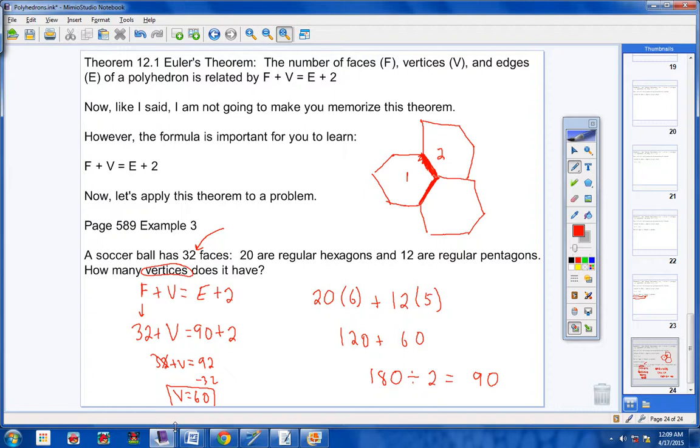V equals 60. Okay, so students, I can find the number of vertices by using this formula when I know the number of faces or edges, or you can find edges if you know faces, and vertices, you can find faces if you know vertices and edges. Okay, this formula here is really helpful to use. Alright, pretty tough problem to see on your own, but hopefully the explanation made sense.